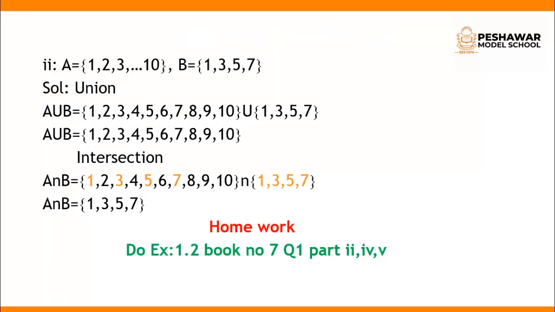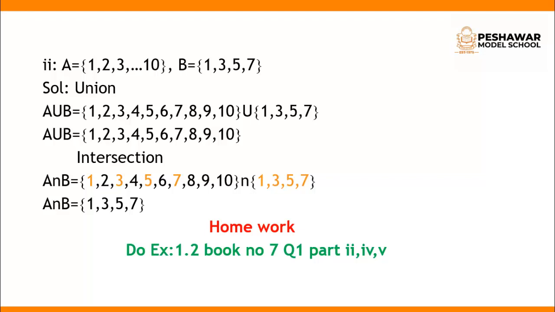If A is equal to 1, 2, 3 up to 10, the first 10 natural numbers, and set B is 1, 3, 5, 7, which are odd numbers. So union means A union B. Set A, write all 10 numbers: 1, 2, 3, 4, 5, 6, 7, 8, 9, 10. Union B is {1, 3, 5, 7}. Union means you have to combine these two sets together. So A union B is {1, 2, 3, 4, 5, 6, 7, 8, 9, 10}.